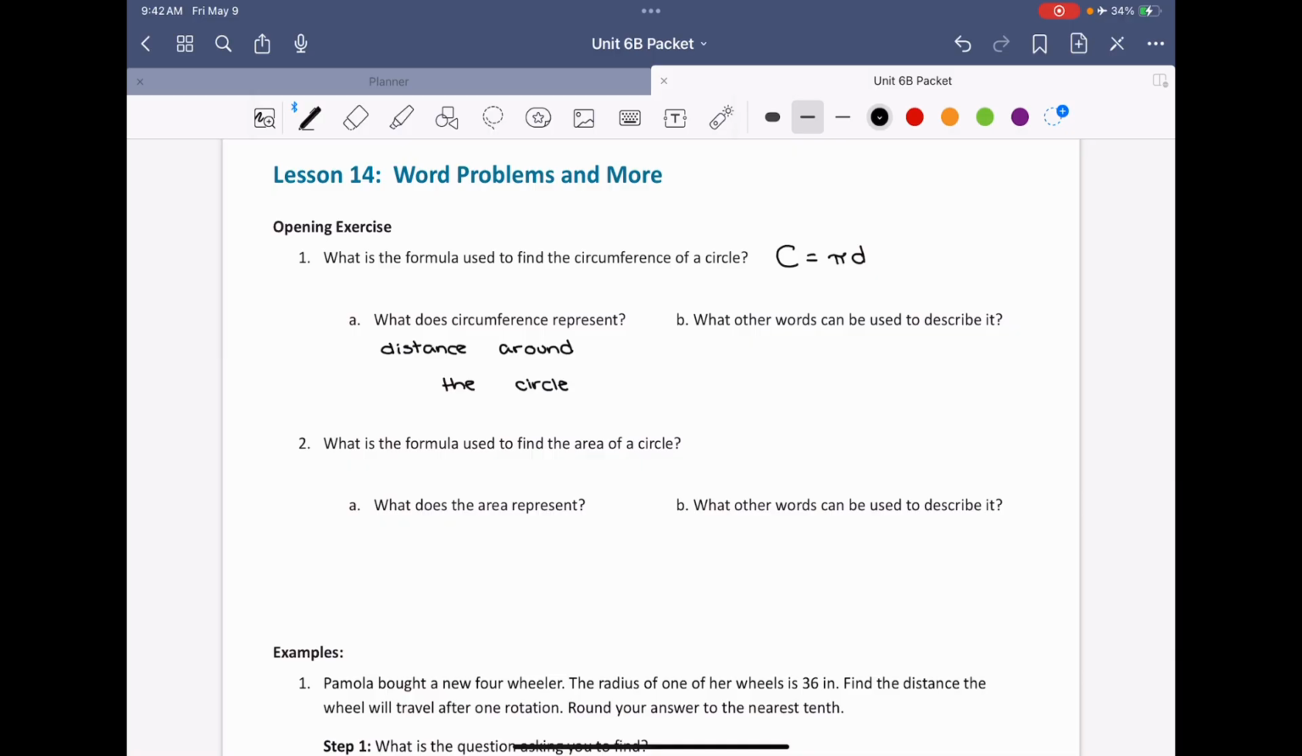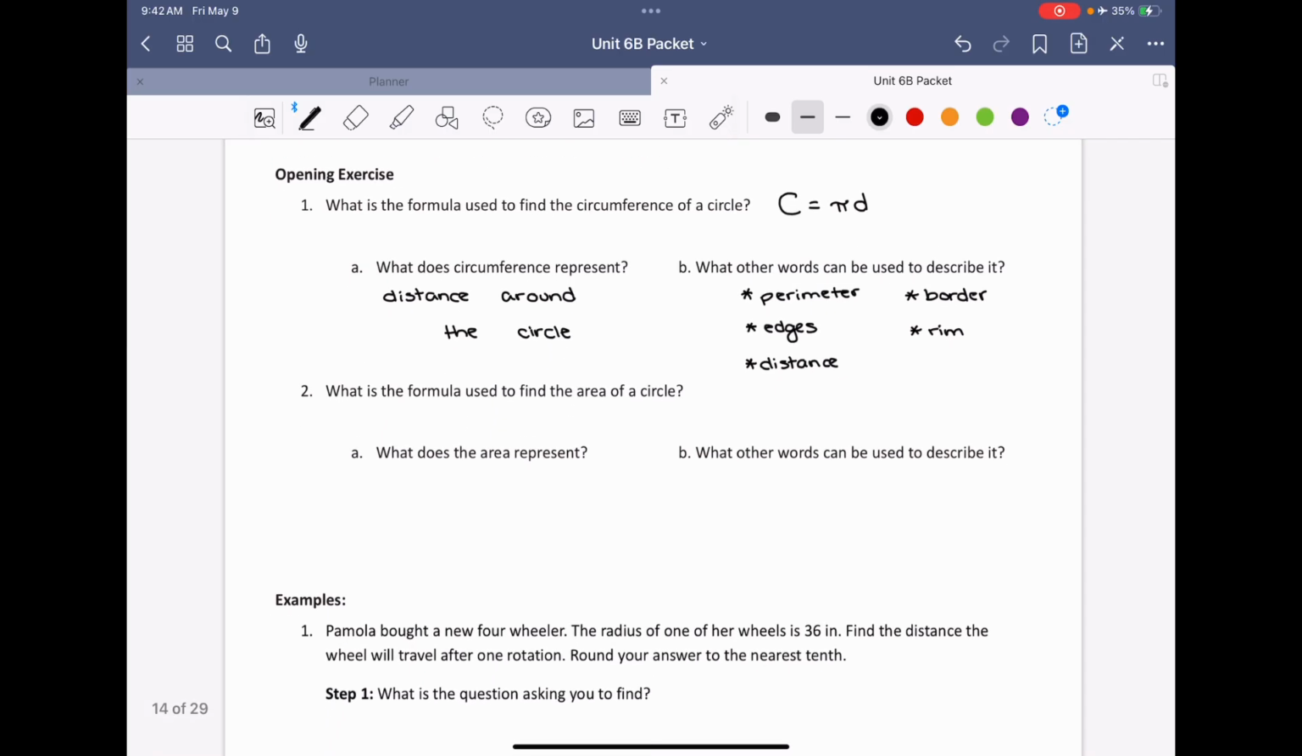And some other words we can use to describe it. So other ways that we're asked to find the circumference: finding the perimeter, the length of the border could be something, the rim of a basketball hoop, the distance of the edges, or just distance around in general.